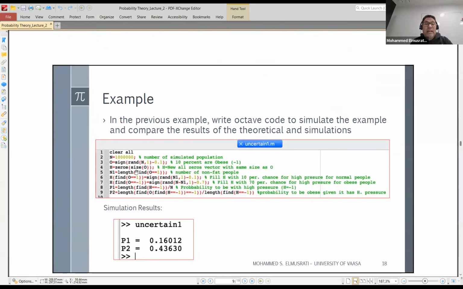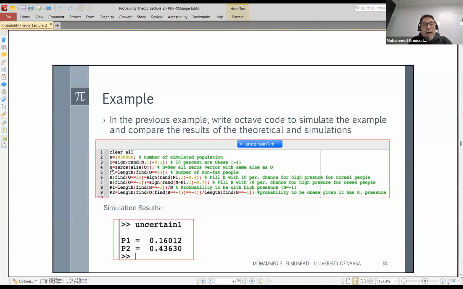Here you can see that there's one code to simulate this problem. So it is exactly the same as we did in the last lecture. We first define certain probabilities, and here you can see that I assume that the population of this country is 1 million, n equal to 1 million. Then I generate this O with 10% to be overweight, and for those who have overweight it will be -1. For those who are normal weight it will be 1.